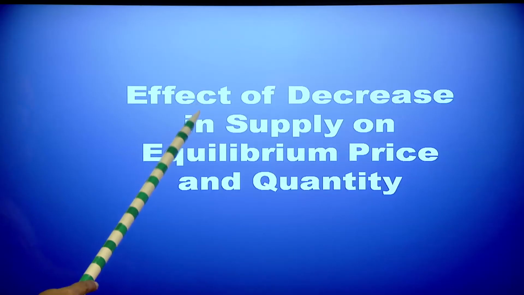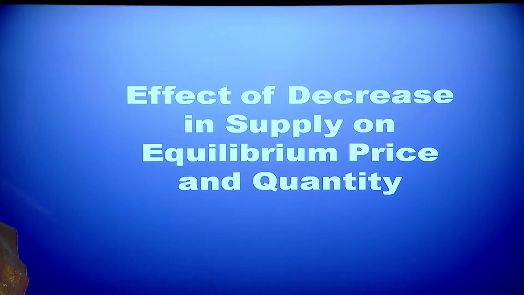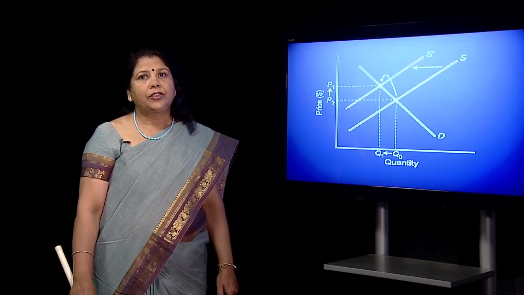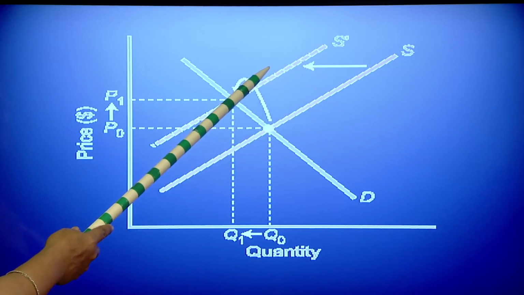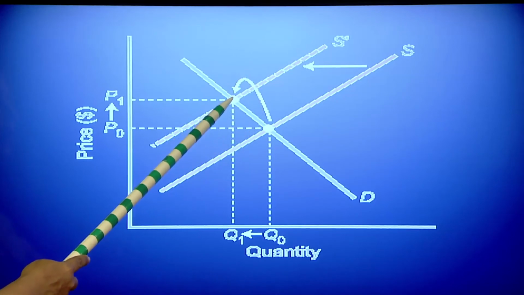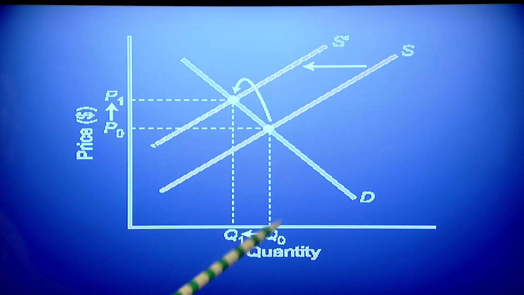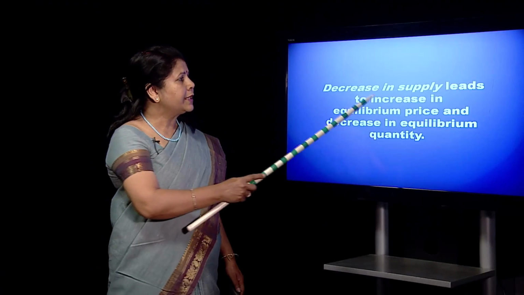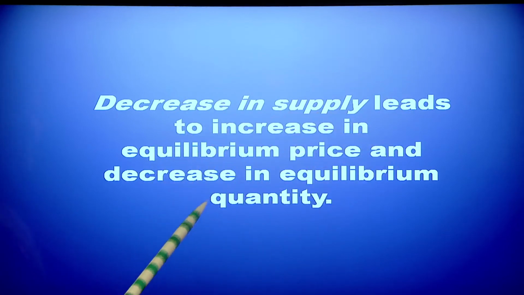Let us go to the effect of decrease in supply on equilibrium price and quantity. As shown in the diagram, the supply curve shifts inwards and leftwards. As a result, equilibrium is also shifting. So, this causes price to increase and quantity to fall. Hence, a decrease in supply leads to increase in equilibrium price and decrease in equilibrium quantity.